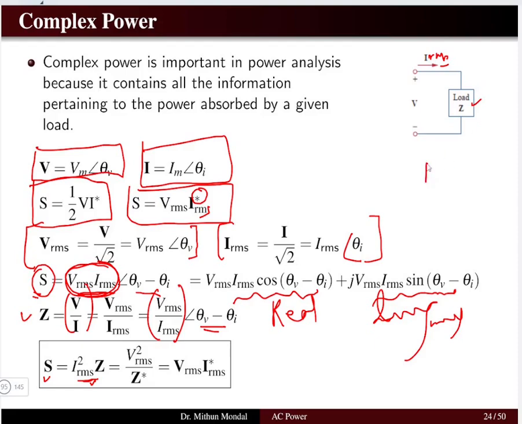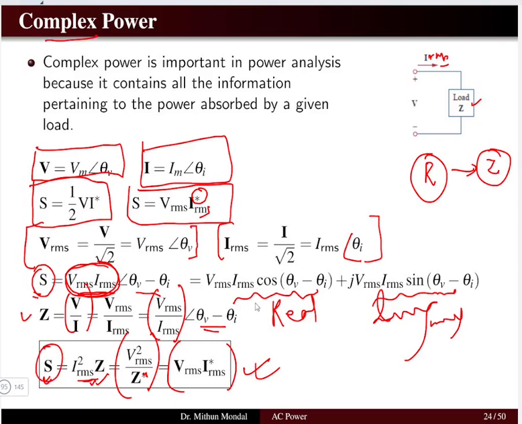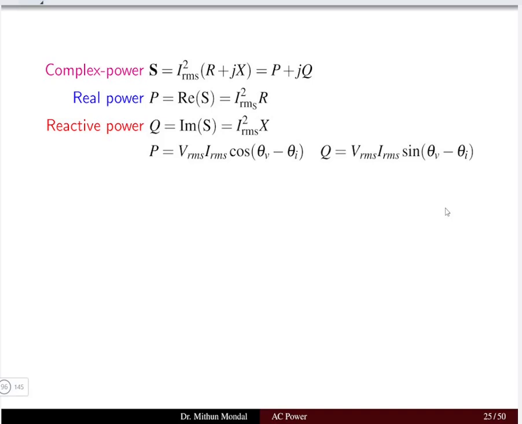We are not dealing with resistance now, we are dealing with the impedance Z, because this is an AC load. So I RMS square into Z will give you the complex power, or V RMS square by Z will give you the complex power, or otherwise V RMS into I RMS conjugate will give you the complex power. So we can use any formula for determining the complex power. Since the name complex power is given, it will be a complex quantity with a real term and an imaginary term.